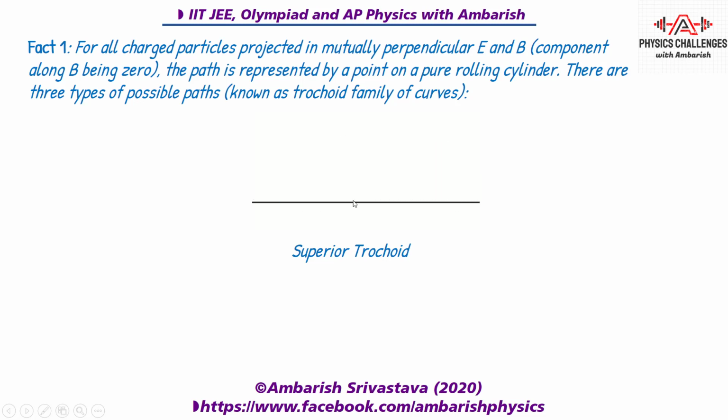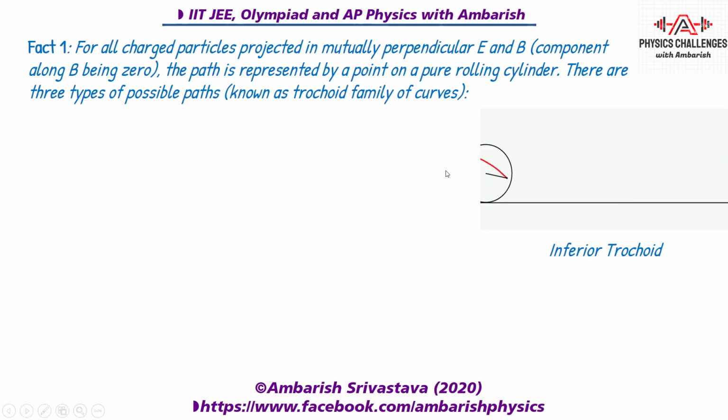This type of path will be obtained when the point is outside the periphery, and it is called a superior trochoid. And if the point is inside the periphery, what do you get? You get a path like this. This is the kind of path that you get when the point is inside the periphery, and we call it an inferior trochoid. So wherever you have a charged particle projected in crossed E and B fields, you get this type of trajectory. This is fact number one.